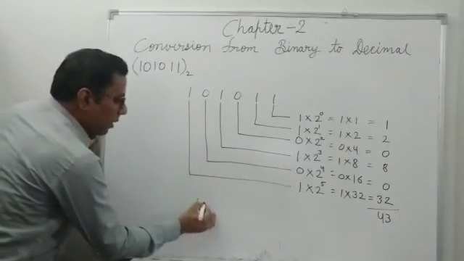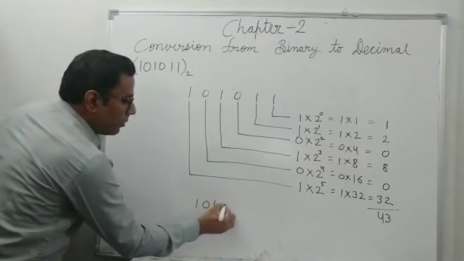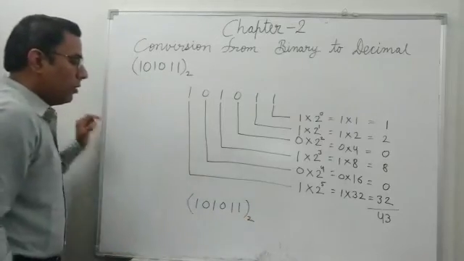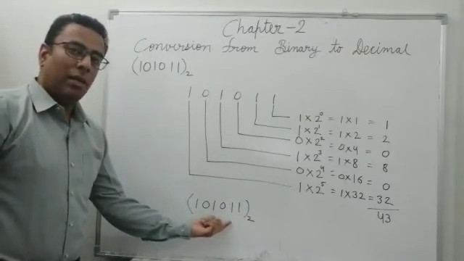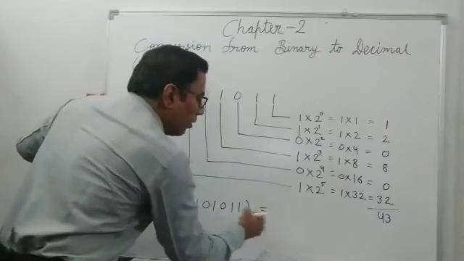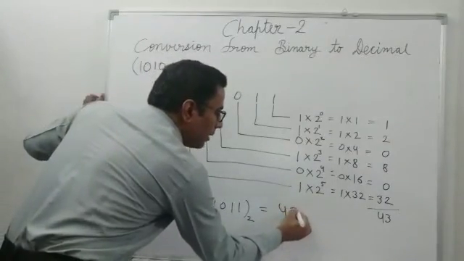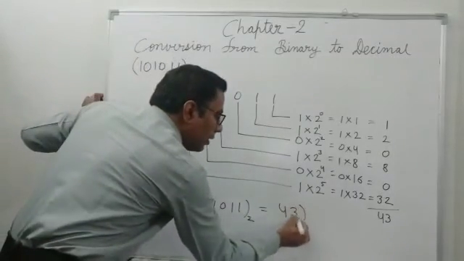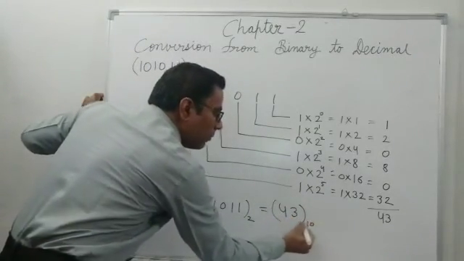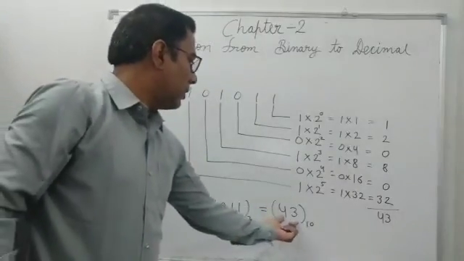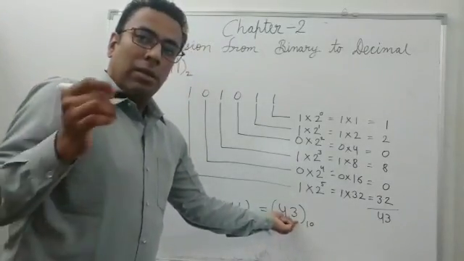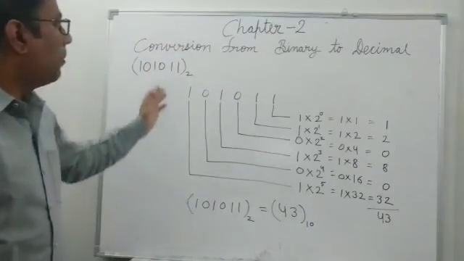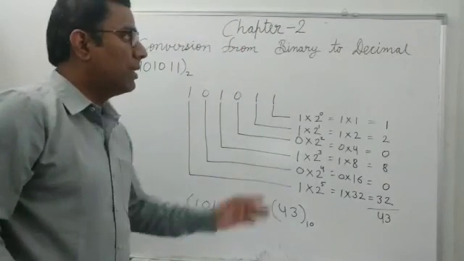So again we write 1 0 1 0 1 1, and after the bracket I am writing 2. It means this is a binary number, and after conversion it will be converted into 43, and 43 is a decimal number. So here we write 43 with 10 after the bracket. It means this number is in decimal form. So this is the conversion of the binary number system to the decimal number system.